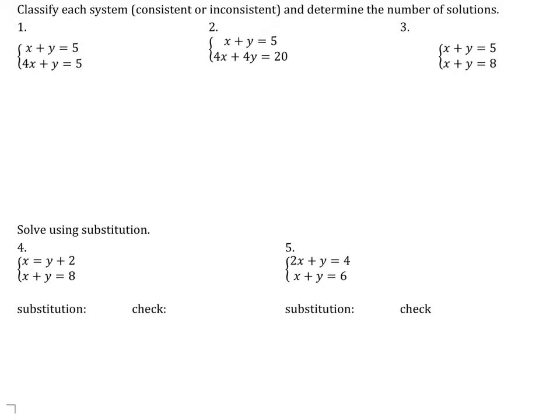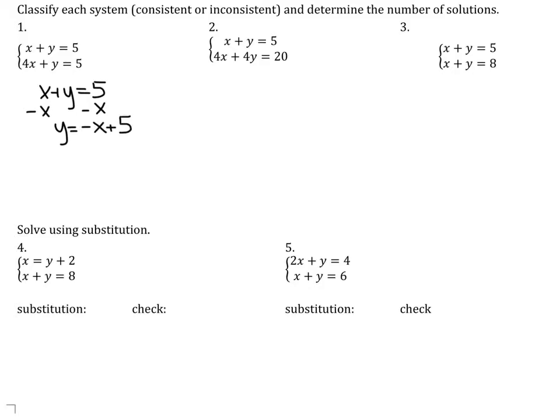Next, classify each system as consistent or inconsistent, and determine the number of solutions. So number 1, I'm given a linear system of equations. I'm going to use the substitution method. x plus y equals 5. I'm going to subtract x from both sides, so I have y equals negative x plus 5.